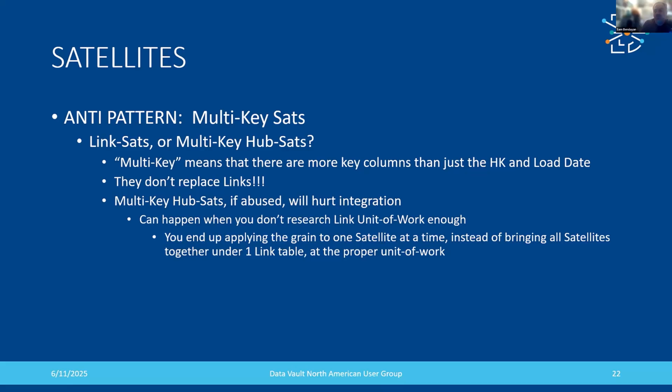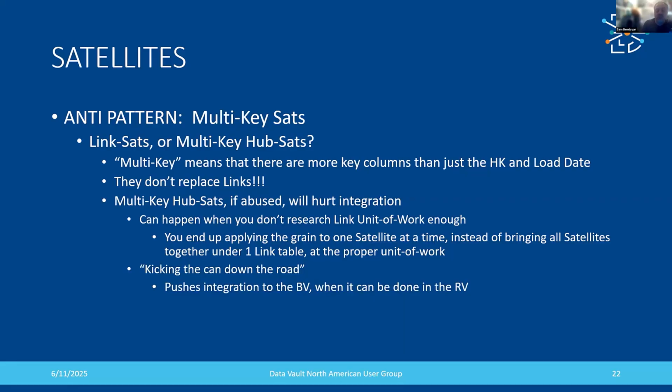This seems to be attractive, this anti-pattern, because the link unit of work doesn't stop you. You can just keep moving. You can deal with that one satellite, design it, and move on, right? But it's a trap, because later on you can spend a lot more time unraveling the mess. What you're doing is you're kicking the can down the road. You're pushing integration to the business vault when it can be done in the raw vault. Now, you can't always do integration in the raw vault, but when you can, you should, right? Because as we all know that built business vaults, there's always too much going on in a business vault.